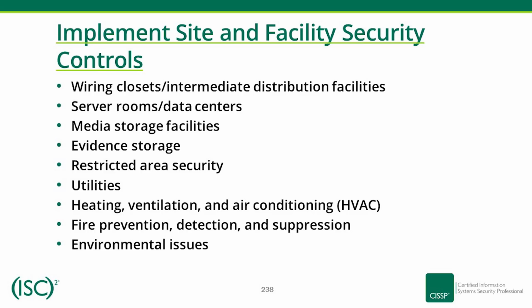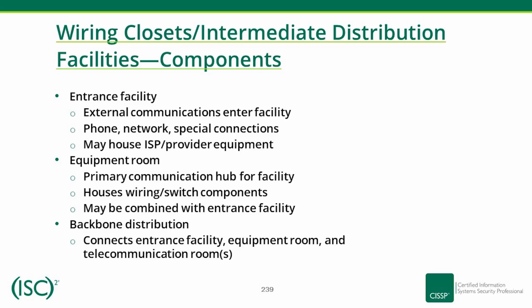Environmental issues. Facilities, components. Entrance facility: external communications center facility for phone, network, and special connections. May house ISP/provider equipment. Equipment room: primary communication hub for the facility. Houses wiring/switch components. May be combined with the entrance facility. Backbone distribution connects the entrance facility, equipment room, and telecommunication rooms.